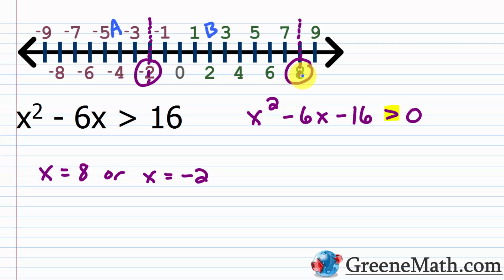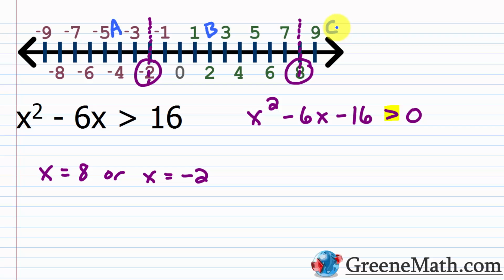And anything that's greater than 8, or you could say anything to the right of 8, let's call that interval C, again for reference sake. So 3 intervals on the number line. What we're going to do is test a value in each interval and see if it works in our inequality.